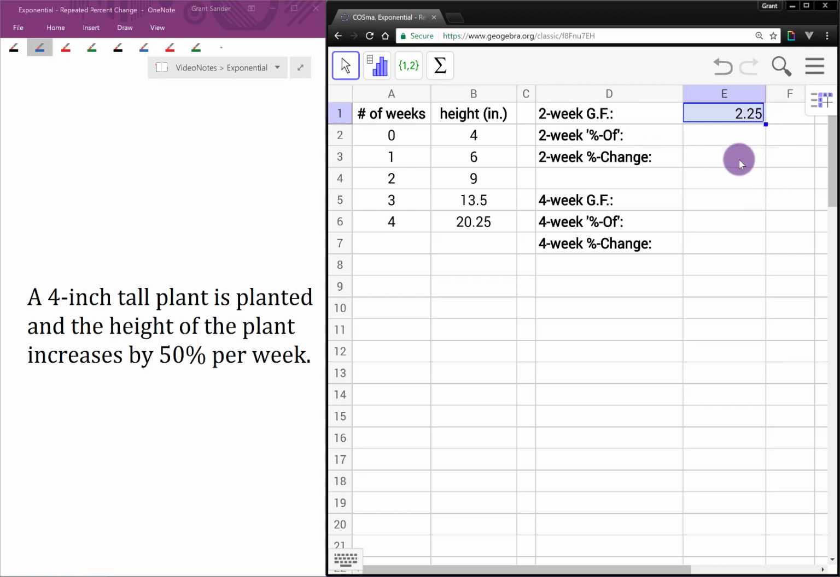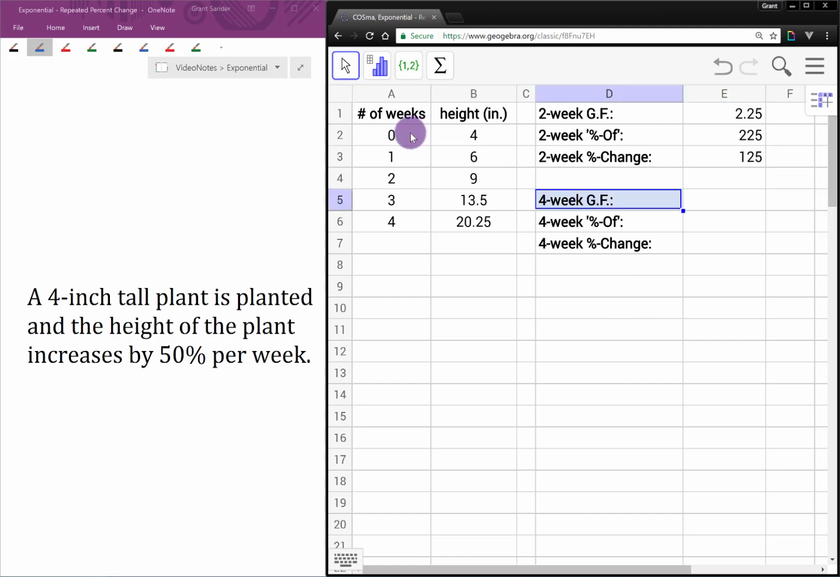We can also think about this growth factor in terms of a percentage. So if we multiply that growth factor by 100, we get a value of 225, which means that anytime 2 weeks passes, the height of the plant at the end of the interval is 225% of the height of the plant at the beginning of that 2 week interval. And if the height at the end is 225% of the height at the beginning, then the height of that plant changed by 125%. So that comes from this percent minus the original 100%. And therefore, anytime 2 weeks passes, the height changes by 125%.